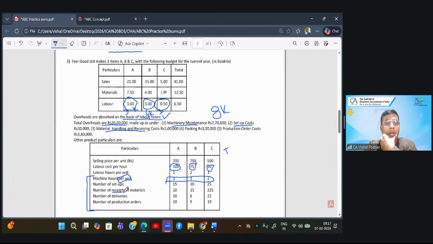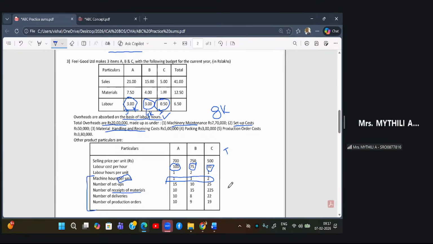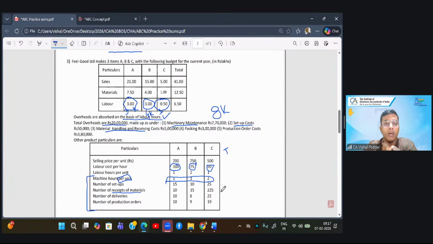No, number of material receipts. Why machine hours? For material handling, make a total of this. This will be your total material receipts. You will divide 5 lakhs by that total material receipts. You will get the charging rate for this activity.